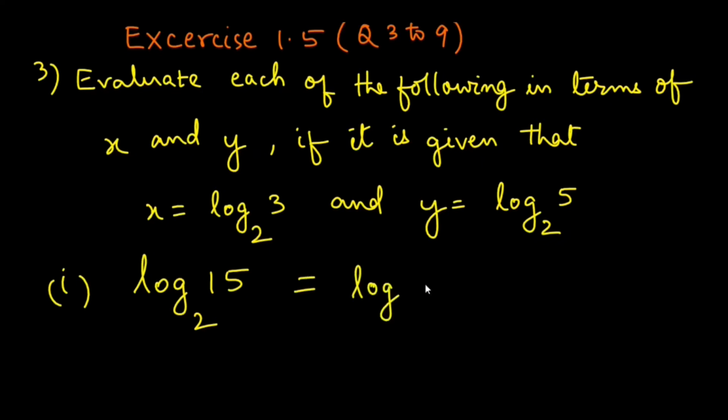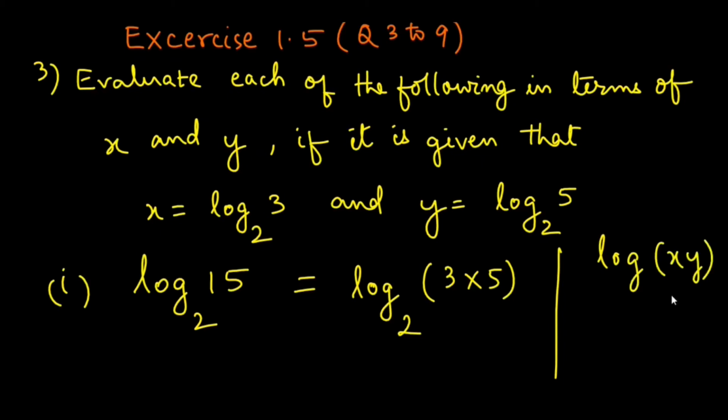Log of 3 into 5 to the base 2. Now this is in the form log of xy to the base a. By product rule, we know that log of xy to the base a can be written as log of x to the base a plus log of y to the base a.